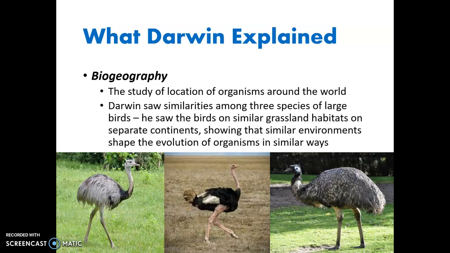So in other words, Darwin went to all these different places and continents around the world, but what he was seeing was a constant trend. Depending on their environment, species in completely different locations around the world were showing similar characteristics or traits that were shaped by the environment they were in.